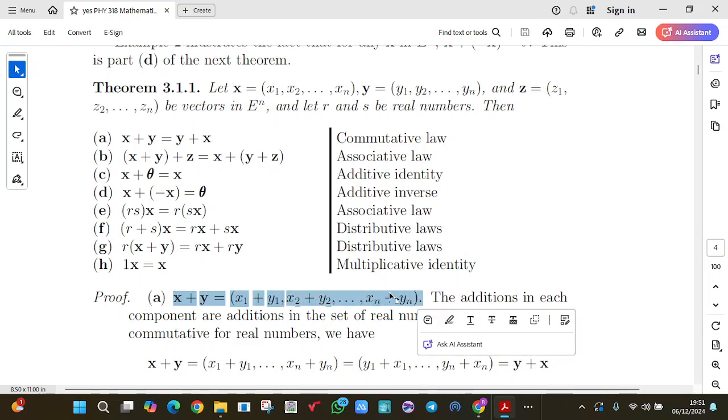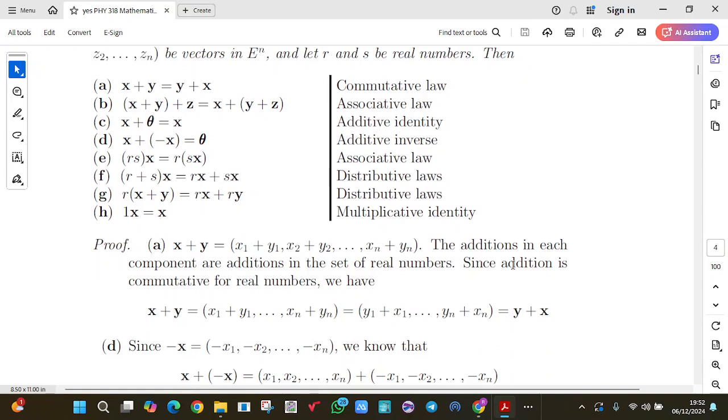Are you there? Yes, sir. So this addition in each of the components, now what I'm saying, the addition in each component is addition in the set of real numbers. So all of these are in the set of real numbers. I will explain to you very soon what that means.